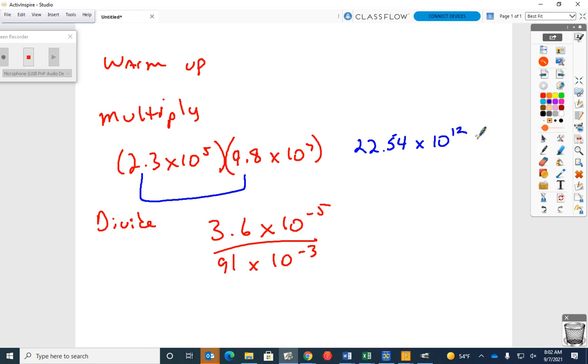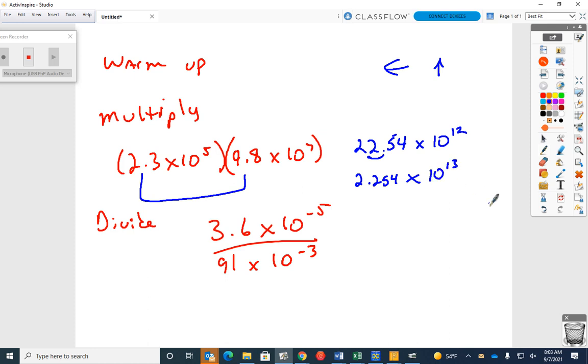Now, what is wrong with this answer? It's not quite in scientific notation. So how do I get this answer to be in scientific notation? Move the decimal to the left. If I move it here, now I have 2.254. And what's my rule if I move left? My exponent goes up, from 12 to 13. So this would be 10 to the 13th power. Good. Who got that one correct?